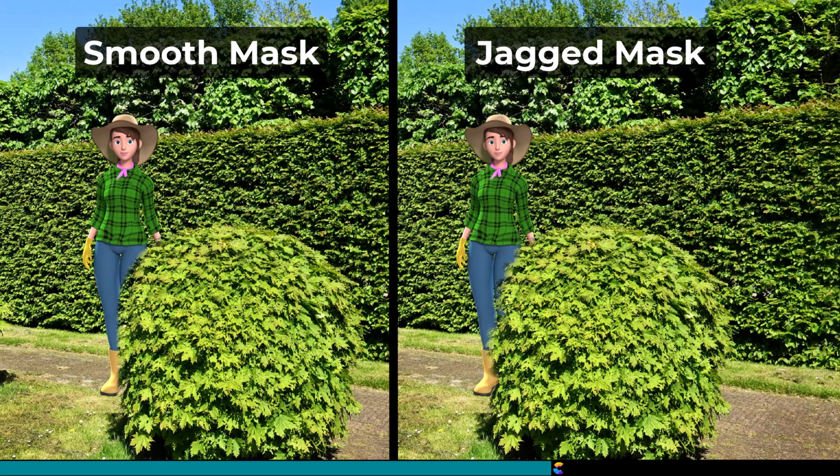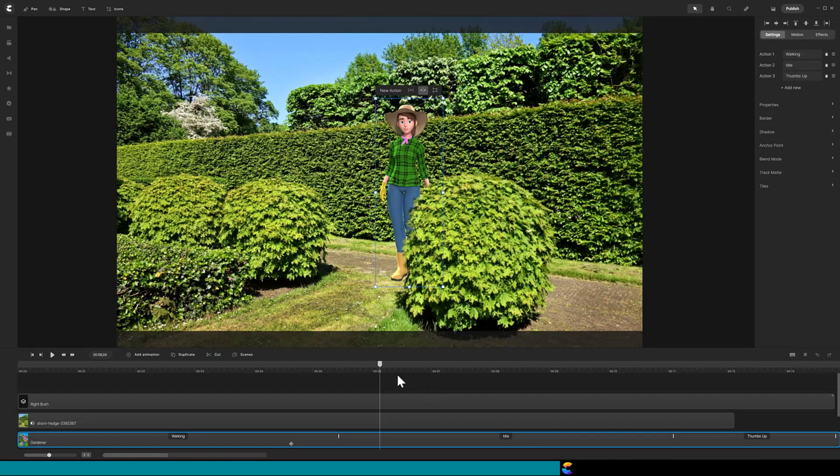For the bonus tip, let's give the bush some movement. This effect will do a lot to liven up a static image. For my scene, I want the bush to have some movement while the gardener is in the idle action.